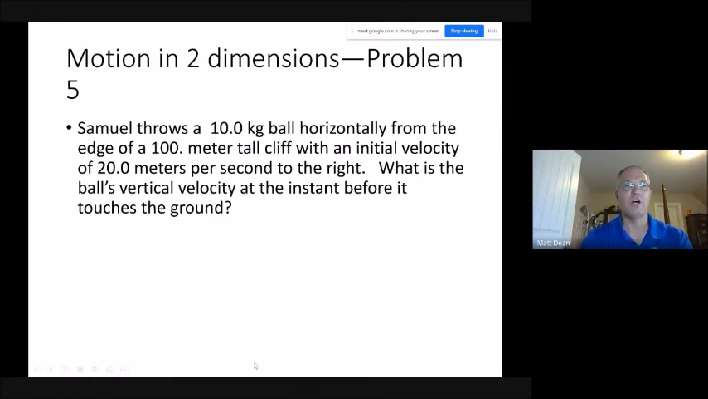So next, what is the ball's vertical velocity at the instant before it hits the ground? Well, remember what we knew vertically.